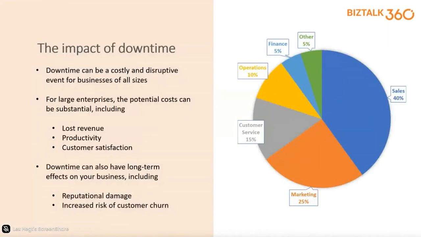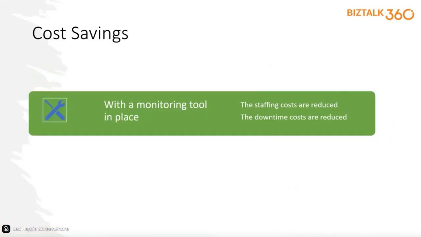You can see when downtime happens, so what is the impact in each and every area of the business. So pretty much everywhere the impact is happening in your business. So that is what has been showcased in that slide. And the next slide, Lex. In conclusion, employing a perfect monitoring solution like BizTalk 360 brings you significant cost reduction benefits for businesses, and it reduces staffing cost, minimizes the downtime, and leads to overall cost saving.